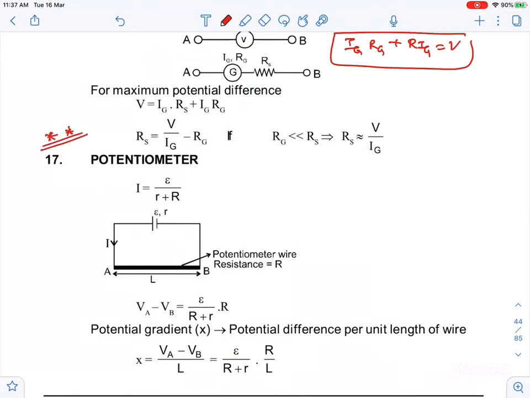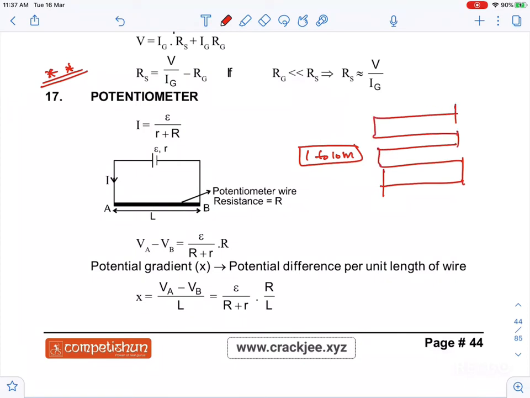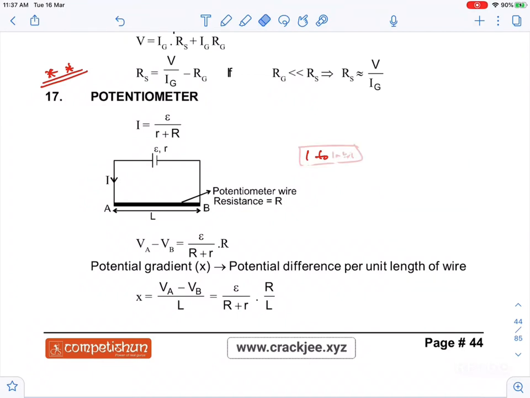Now the most important device, and I predict that, guys, potentiometer is one of the most important topics which has been asked many times in JEE, and this time also they will touch this topic. So potentiometer is basically a wire, from 1 to 10 meter long. See, this is a very long wire. It is actually mounted on a tabletop. So you will see this type of arrangement in diagrams. You will see a complicated structure, but they have made just a simple structure like this.